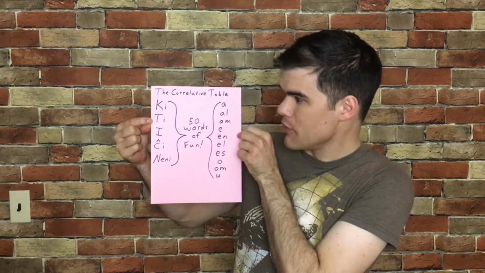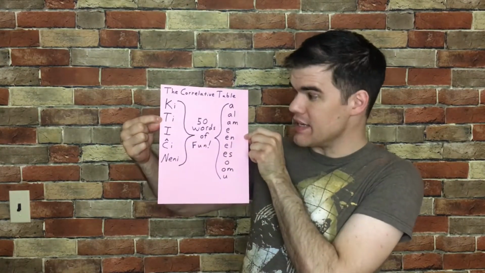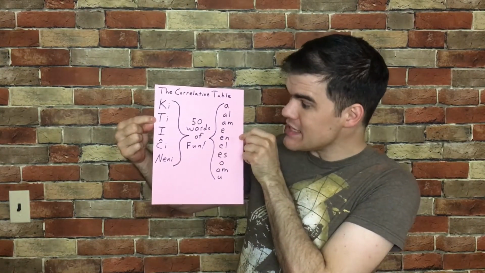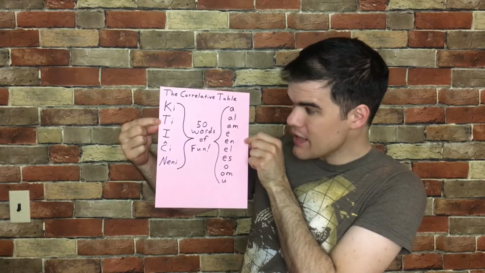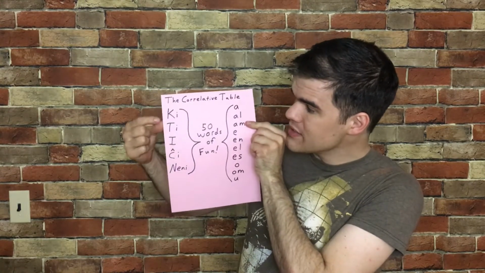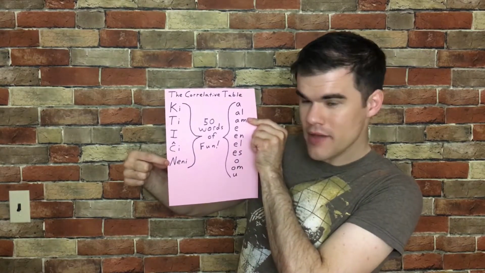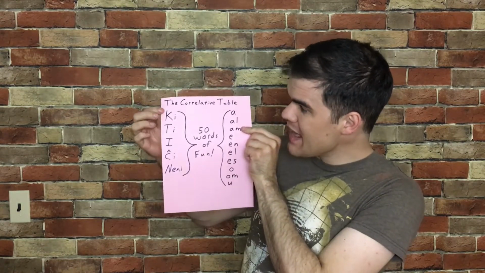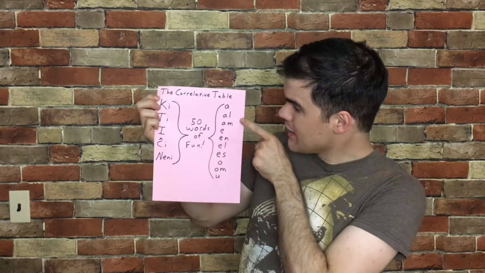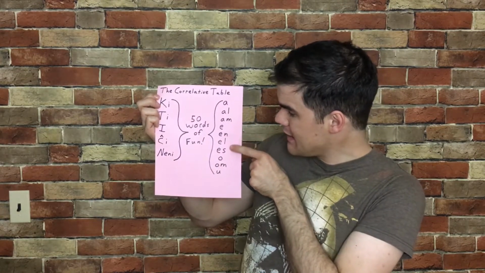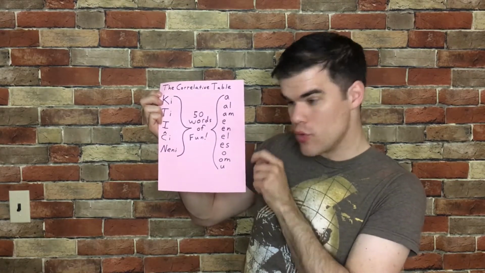We have a whole series of words just like that, and they're called the correlative table. See, there are 5 beginnings that you could possibly use. Ki, ti, i, ĉi, neni, and they mean what, that, some, all, none, okay? And then you have 10 endings. A, al, am, e, en, el, es, o, u.